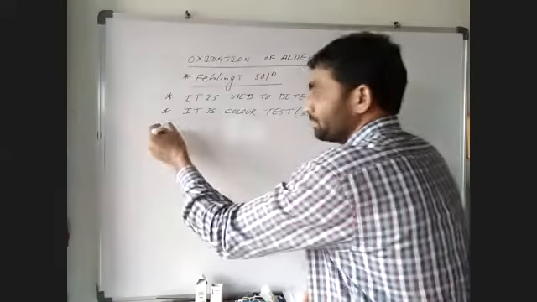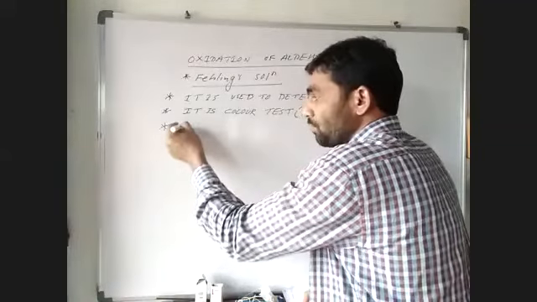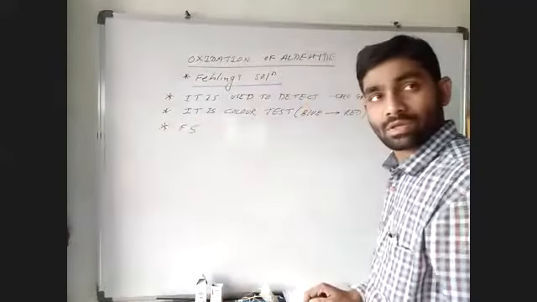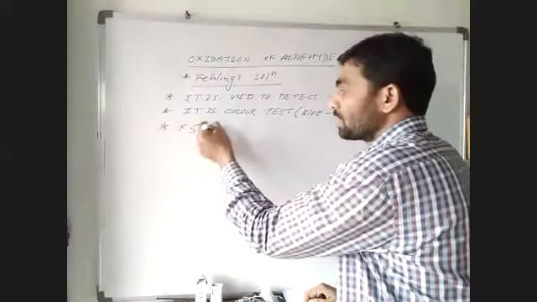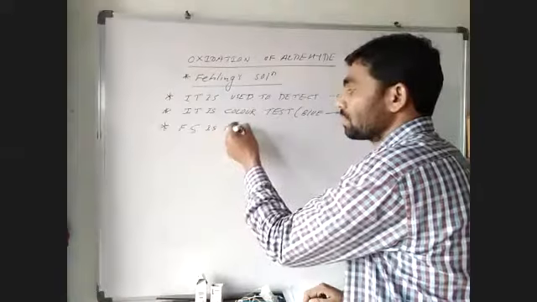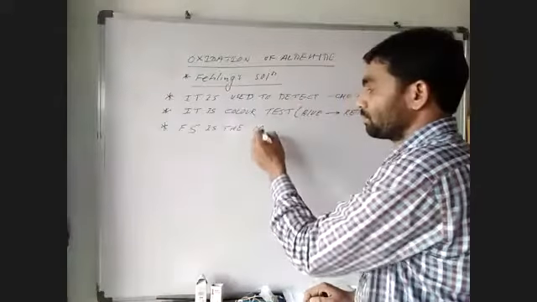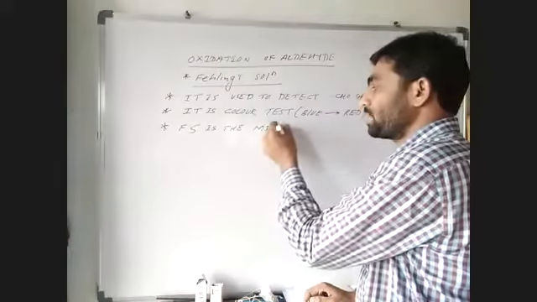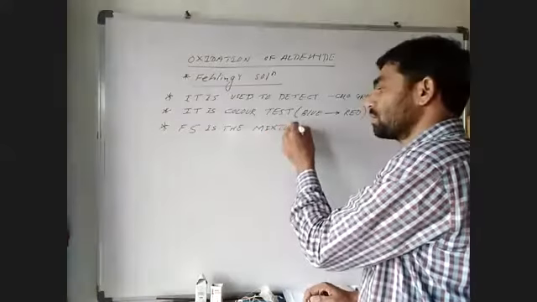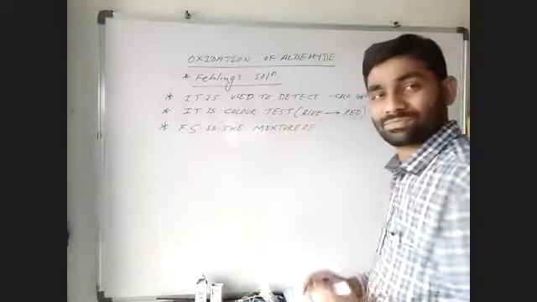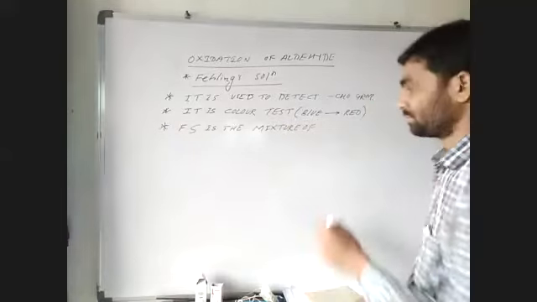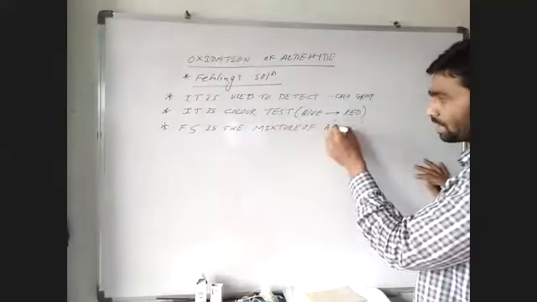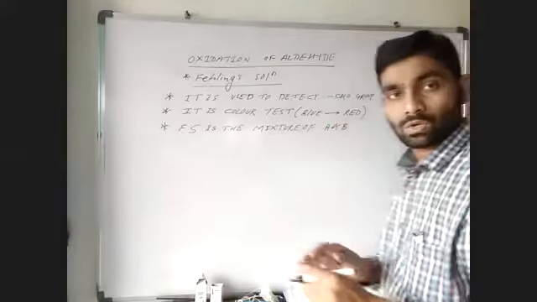Next point. Fehling's solution is the mixture of A and B. What is A and B?